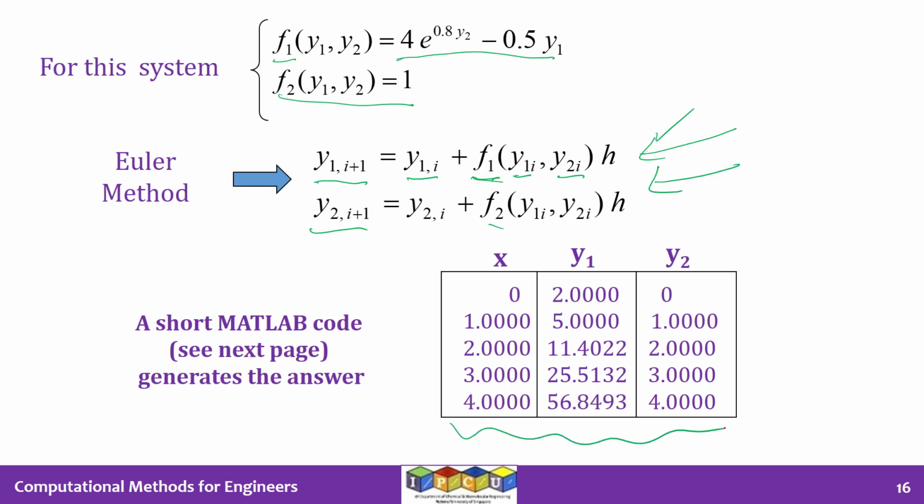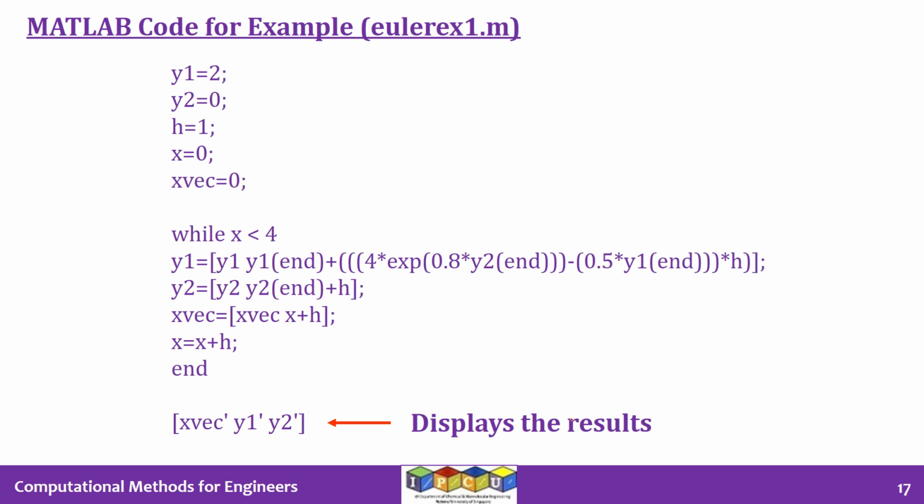So we can get x, y1 and y2. Since y2 is the same as x, we are getting the same numbers for these two columns. But what is important for us is the value of y1, which is equal to y. And the answer for y at x equal to 4 comes out to be 56.8493. Now, what does the code look like?